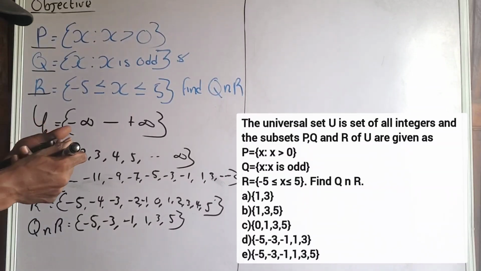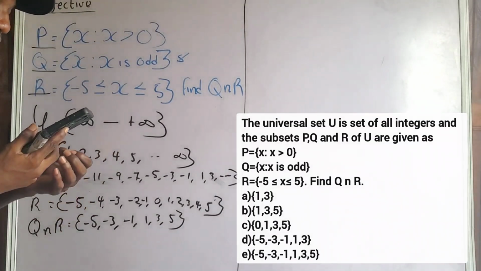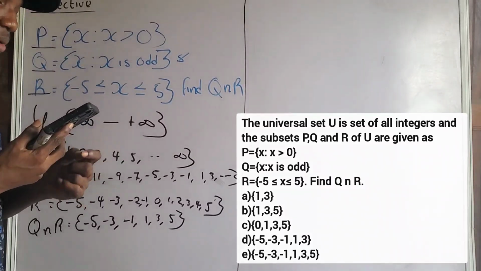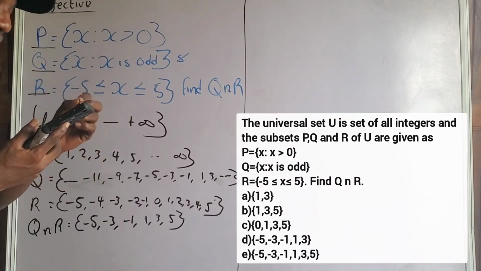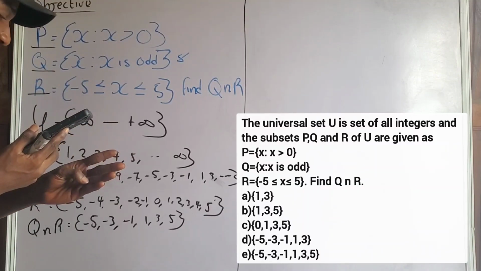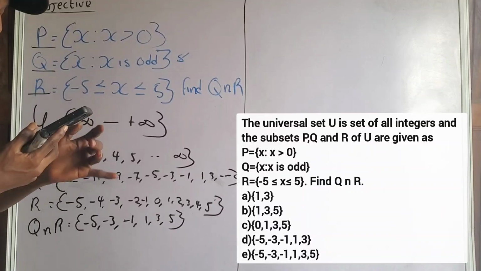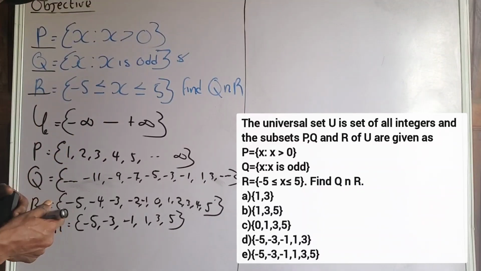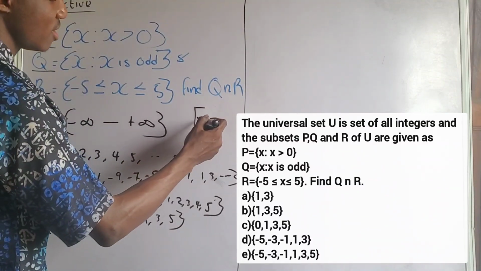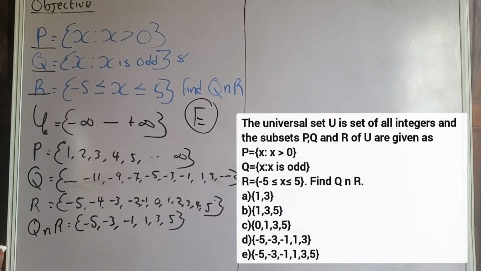Now let us check the options. Option A, we have 1, 3. Option B, 1, 3, 5. Option C, 0, 1, 3, 5. Option D, -5, -3, -1, 1, 3. Option E, we have -5, -3, -1, 1, 3, 5. The correct option to that question is option E. Do you understand? Option E is correct.